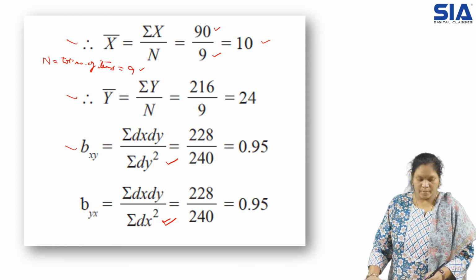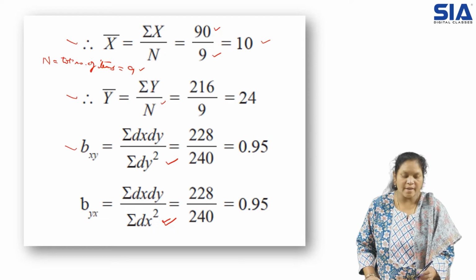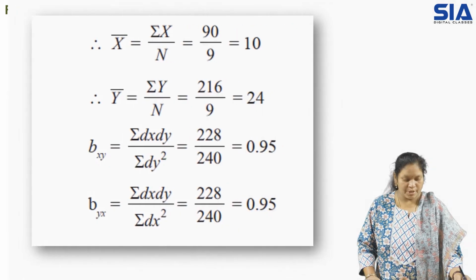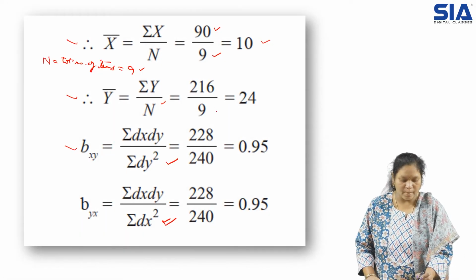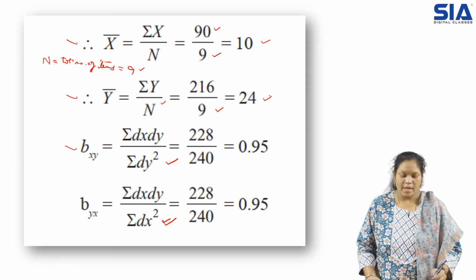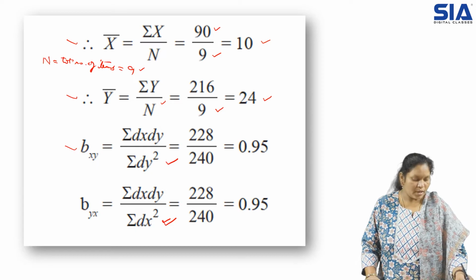Now let us go for obtaining y bar. So y bar is summation y by n, the formula we have. Summation y we have obtained in the previous slide, that is 216. So let us substitute here, 216 divided by n, which is again 9. So I have got the answer as 24. In this way I have obtained x bar and y bar. Now let us go to the table.